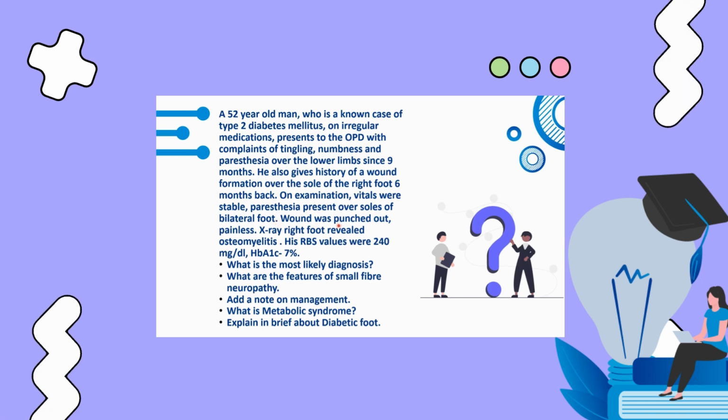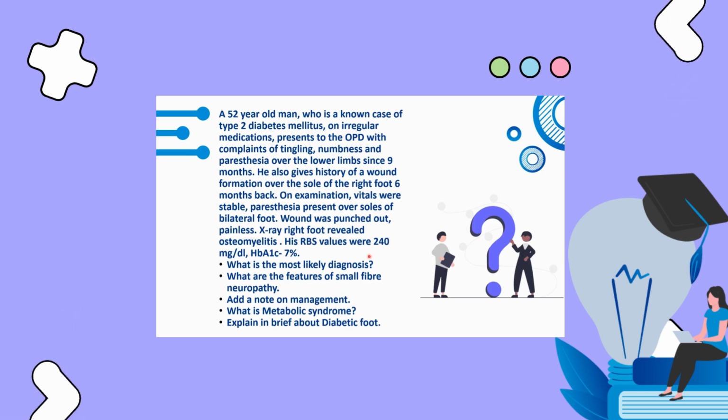On examination, vitals were stable, paresthesia present over soles of bilateral foot. Wound was found which was punched out, painless. X-ray right foot revealed osteomyelitis. His random blood sugar values were 240 mg per deciliter and HbA1c values were 7%. So what is the most likely diagnosis in this case?